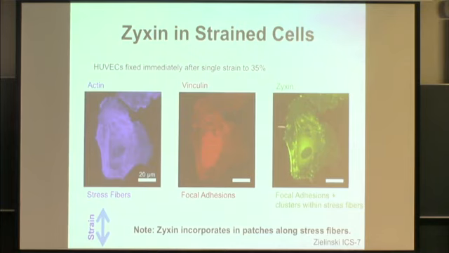And what you see is that the focal adhesions are labeled, but also in the stress fibers you get foci. You get some clusters within the stress fiber. It's not homogeneous anymore. This cell was stretched at 35% amplitude. Before stretching, you get a homogeneous staining pattern. It's just that the stress fiber is homogeneously decorated.